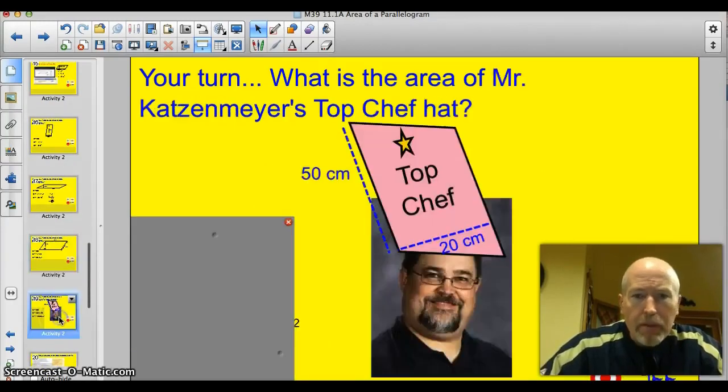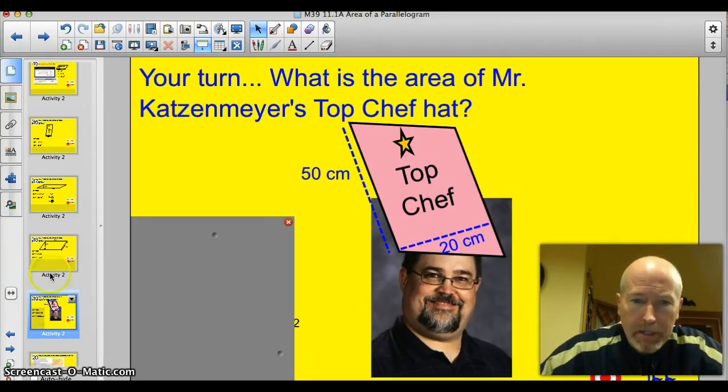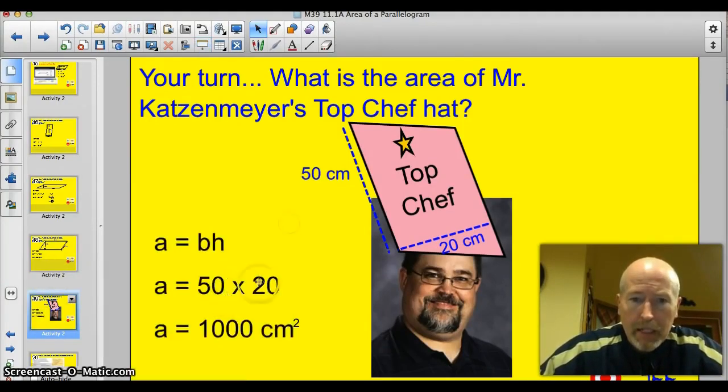All right, here's kind of a fun one. Your turn. What is the area of Mr. Katzenmeyer's Top Chef hat? I'll pause it and see if you can figure it out. All right, let's see how we did with the Papa Cats. Well, base times height, base is 50, height is 20, 1,000 centimeters squared. He makes a mean pot of chili.